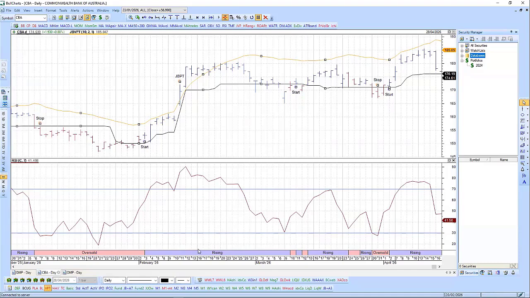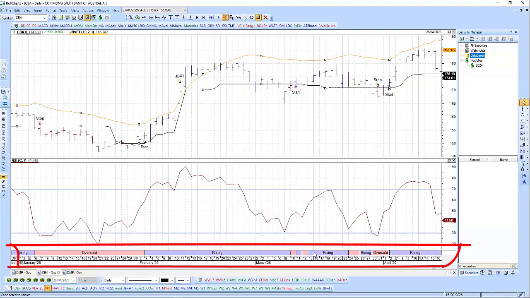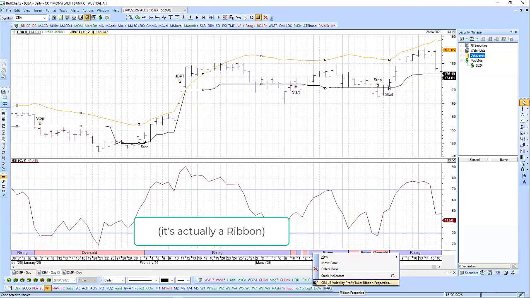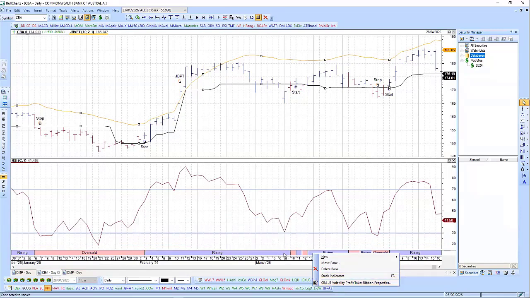And there's also across the bottom here a toolbar. And if I right click, it tells me that that's the JB Volatility Profit Taker ribbon properties. Did I say toolbar? That's the ribbon. The Volatility Profit Taker ribbon. And that coincides with the price and where it is in the indicator.